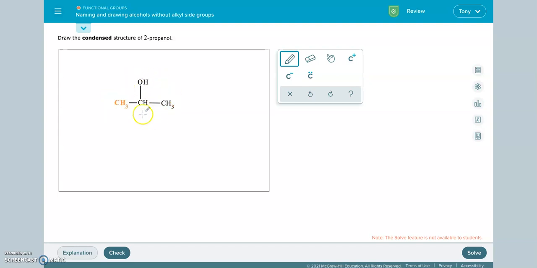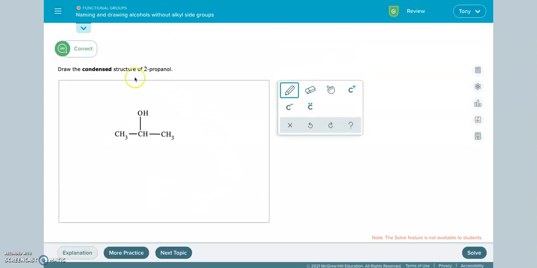But this strategy, I think, is a good strategy for drawing these condensed structures. That way you have more of a process that you can go through, and you're less likely to make any silly mistakes. But we'll go ahead and check that, and that will be that. So hopefully that gives you an overview of this naming and drawing alcohols without alkyl side groups. Thanks very much.